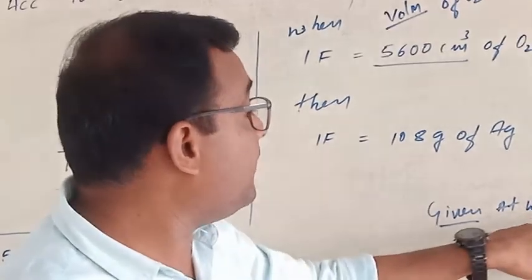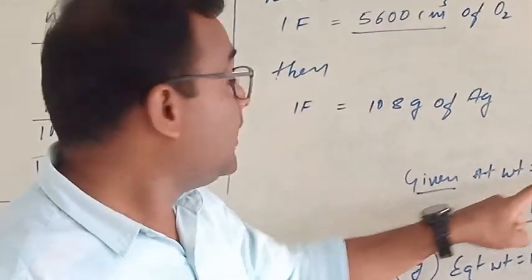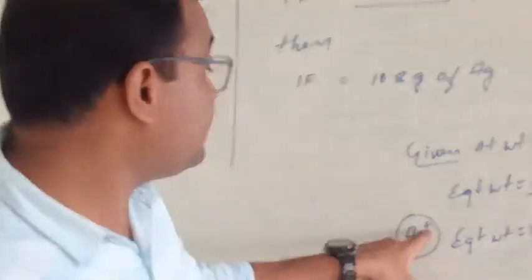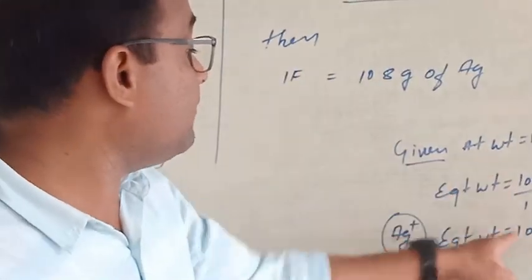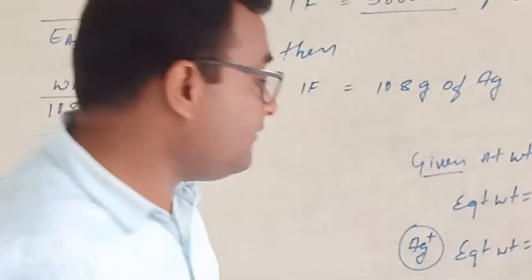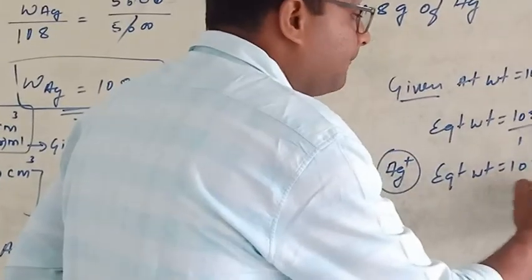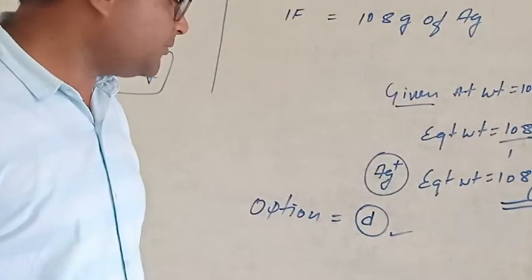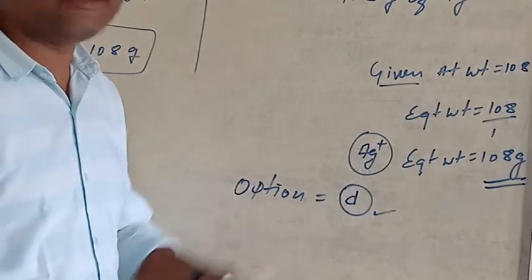And the given atomic weight is 108 gram. Then equivalent weight is 108 by valency. Its valency is 1, so 108 by 1. So equivalent weight is also 108 gram. Then the answer is 108 gram, and the correct option is option D, 108 gram.